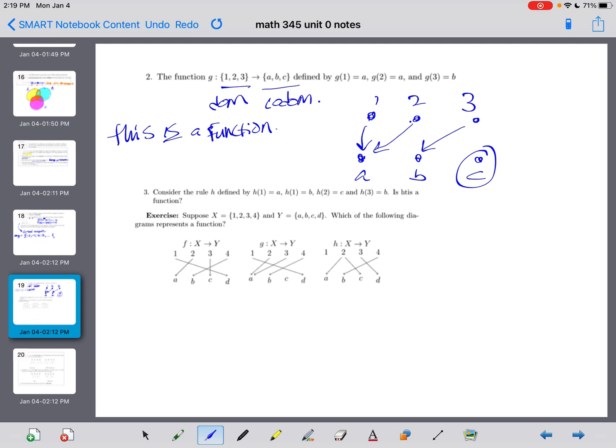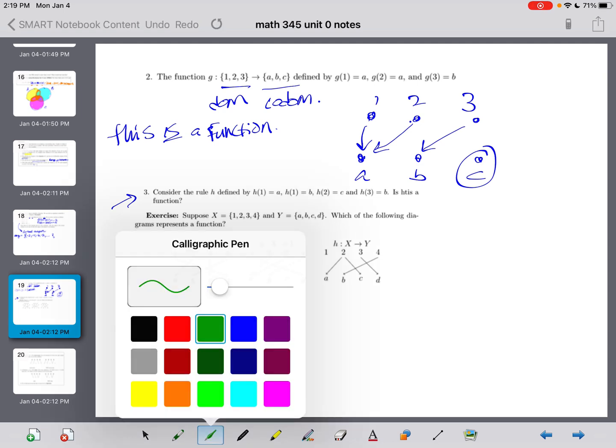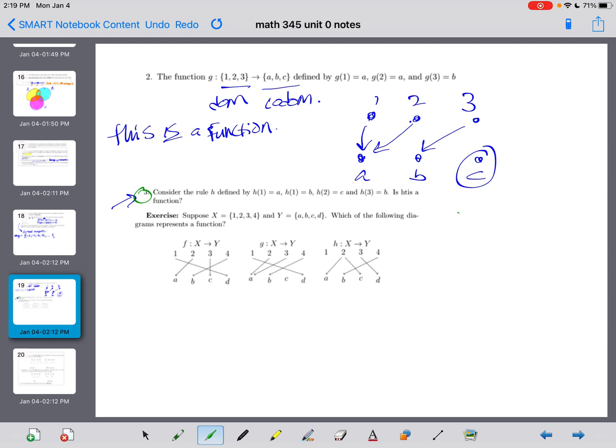All right? But if we look at example 3 here, consider a rule H defined by H of 1 maps to A, H of 1 maps to B, H of 2 maps to C, and H of 3 maps to B. This diagram is going to look like 1, 2, 3, A, B, C. This is saying that 1's going to both A and B. 2 is going to map to C, and 3 is going to map to B. This is not a function.